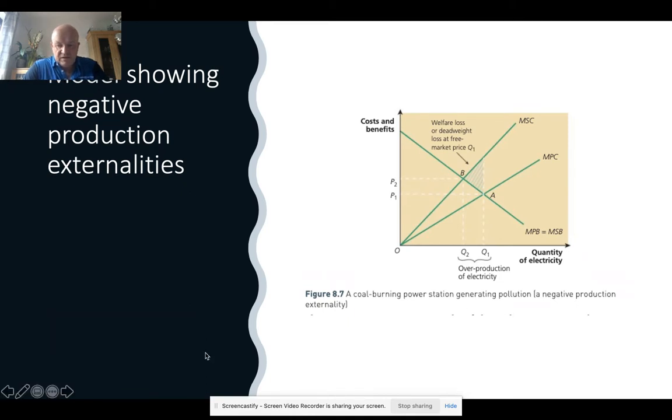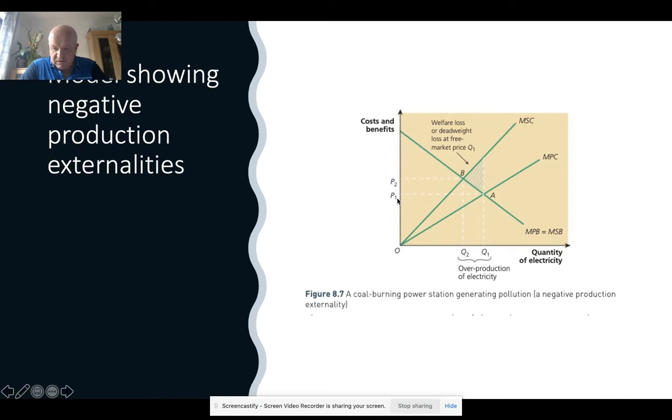Okay, so let's take a look at how this model works then when we're looking at negative production externalities. Okay, so we can see here we've got a marginal private benefit equaling our marginal social benefit. So at this point, you can see if we take our original equilibrium here at the point Q1, we would produce at Q1 and charge at P1.